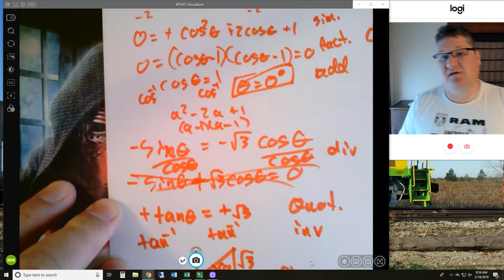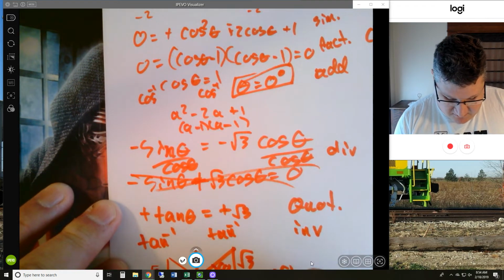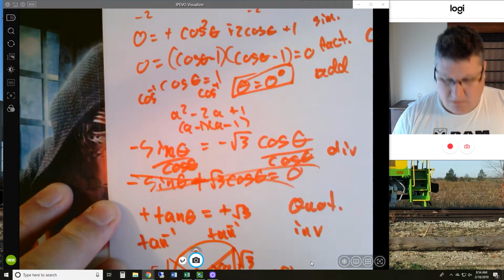Now, again, if I'm looking for that secondary value, it's not going to be over here because that's positive and that's negative. But it could be down here because that's negative and that's negative. So if 60 degrees is here, what's all the way around?